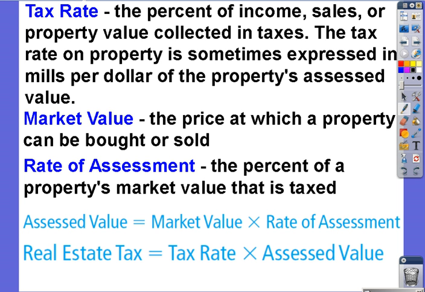Market value is the price at which a property can be bought or sold. Your rate of assessment is the percent of a property's market value that is taxed. And you have a couple formulas. Assessed value equals market value times rate of assessment. And real estate tax equals the tax rate times the assessed value.